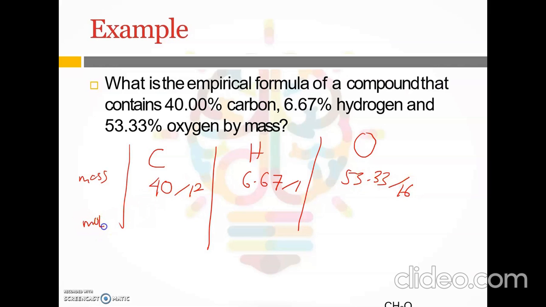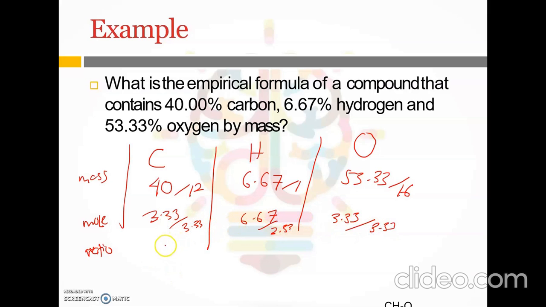So kita akan dapat mol sini adalah 3.33. Sini kita akan dapat 6.67. Yang ini 3.33. So kita kena divide with the lowest mole. So kita dapatkan ratio kat sini. So yang paling rendah 3.33. So sini bahagi dengan 3.33. Ni pun bagi 3.33. This one pun 3.33.